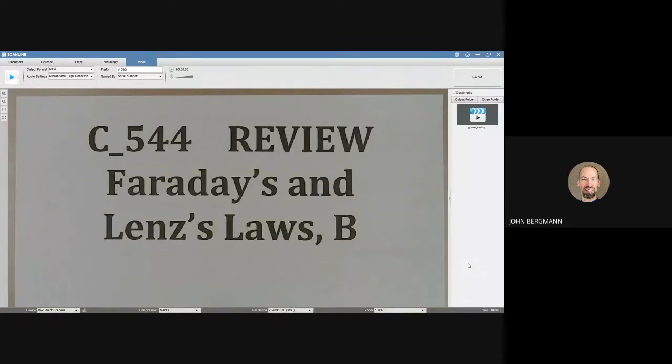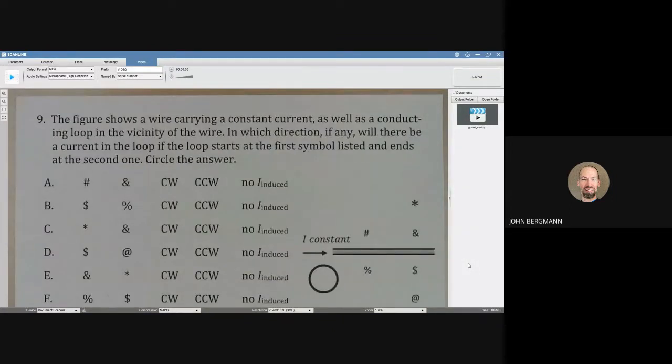Faraday's and Lenz's laws B. The figure shows a wire carrying a constant current as well as a conducting loop in the vicinity of the wire. In which direction, if any, will there be a current in the loop if the loop starts at the first symbol listed and ends at the second one?